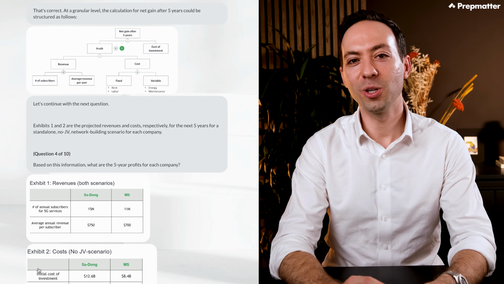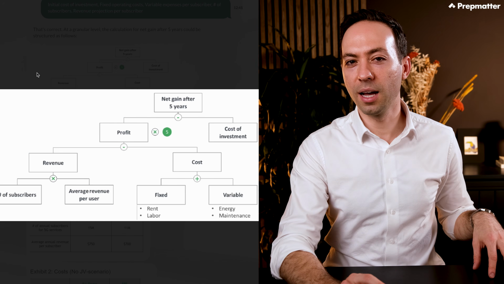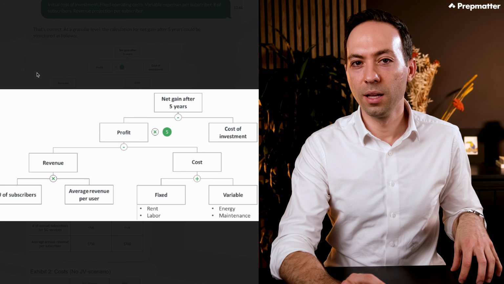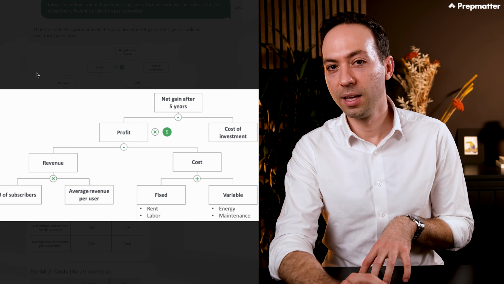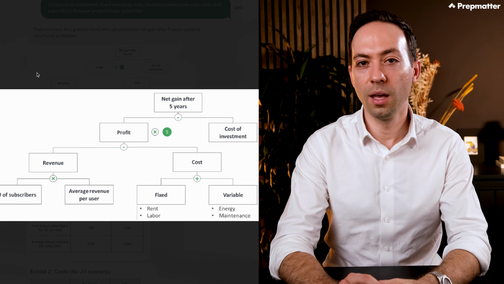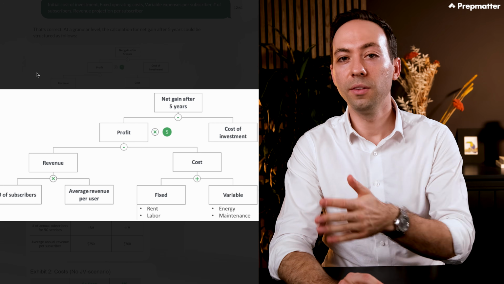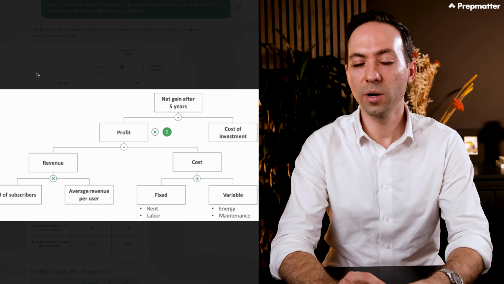Let's look at the visual showing the net gain calculation after 5 years. Number of subscribers times average revenue per user, which will give us the revenue. Summing up fixed and the variable costs will give us the costs or OPEX. Deducting it from the revenues gives us the annual profit. Multiplying it by 5 and deducting the cost of investment gives us the net gain after 5 years. That seems right. Let's continue with the next question.